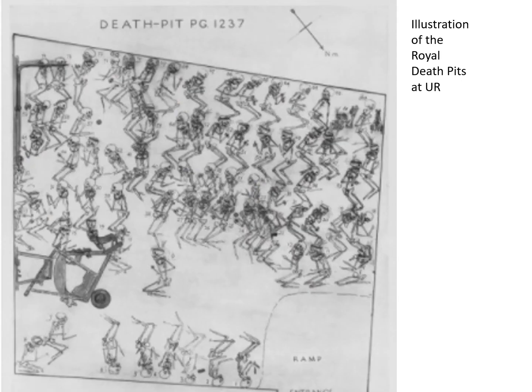All right, so here's an illustration of the royal death pits at Ur. This is what they found whenever they excavated them. They were located adjacent to the rulers' tombs, and over 70 people were found in the pits. They had offerings in their hands to give to the gods.